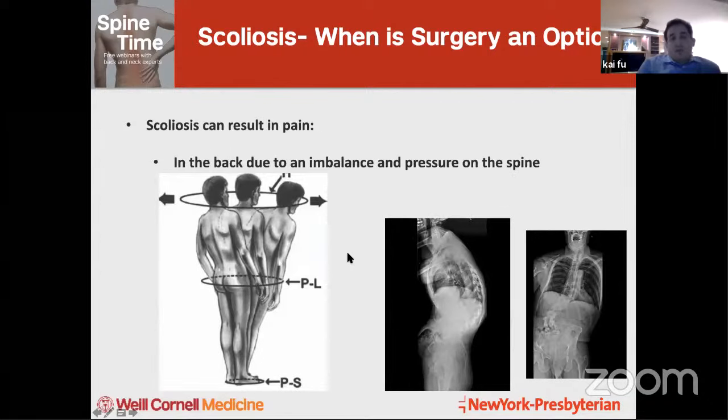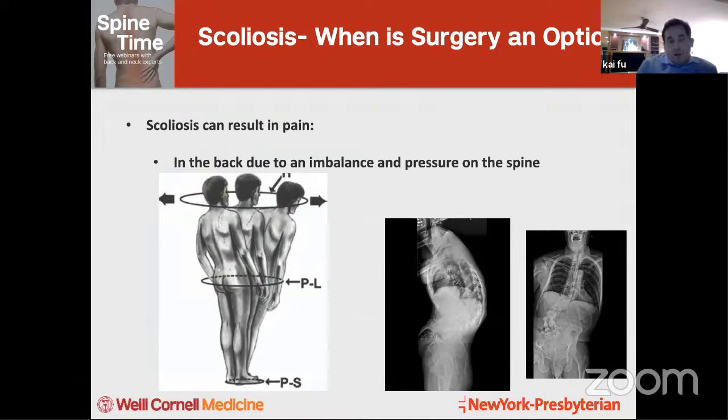Scoliosis can result in pain, and a lot of times this pain is due to imbalance and pressure on the spine, and specifically the nerves that are coming out in the lumbar spine. On the left here, we have a little diagram which shows what we call the cone of economy. When you're standing upright, which is the center man, you have a really good balance. Your muscles aren't working as hard as if you were the person on the right who's leaning forward and off to the right, or the person on the left who's leaning backwards and off to the left.